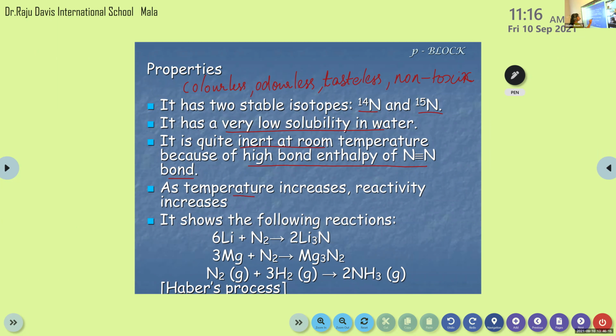As temperature increases, the reactivity increases. At room temperature, it will not react. But when we increase the temperature or during heating, it will react with other elements to form compounds. That means its reactivity increases.